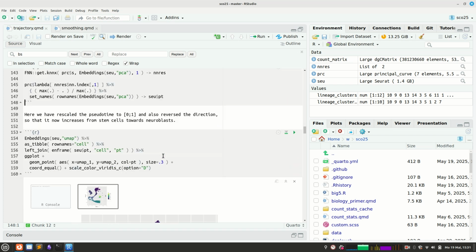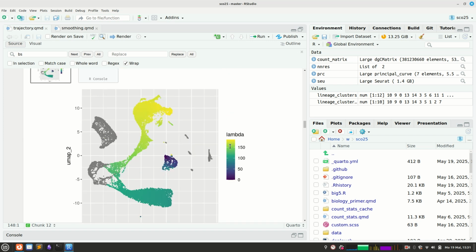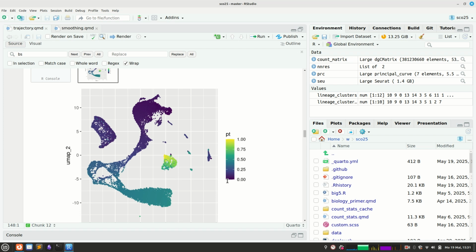We've also changed the direction here, because you see the pseudotime started at the end and ended at the start. So I turned this around and said it should start with 0 here, and then it should go to the end here.